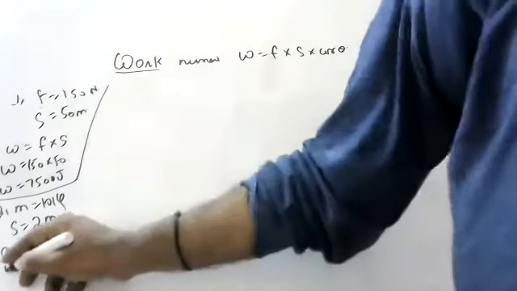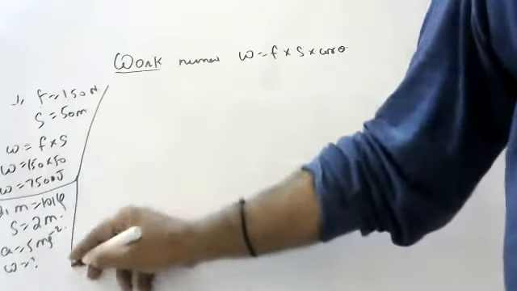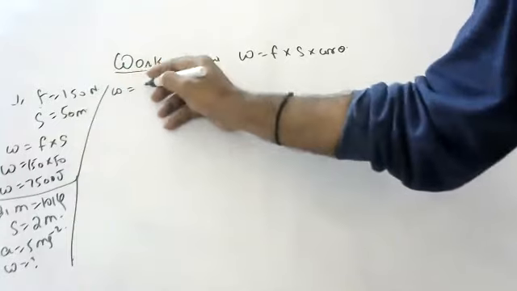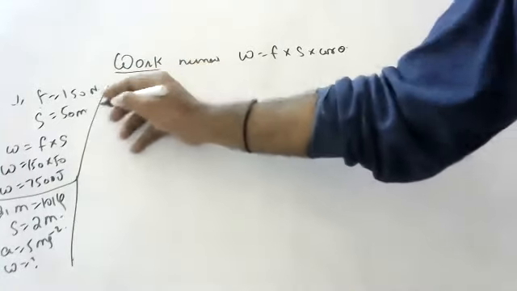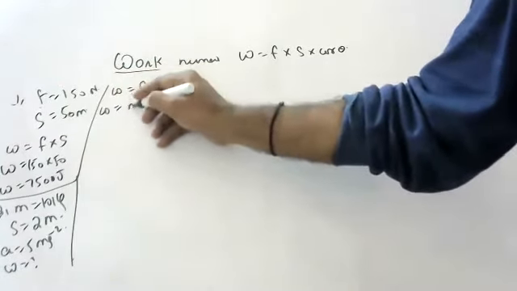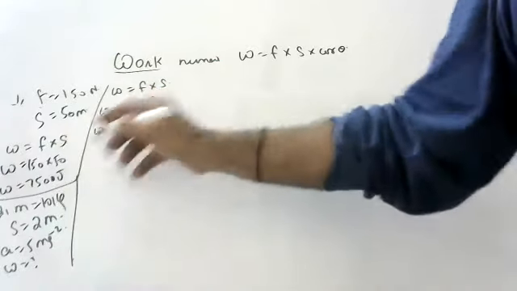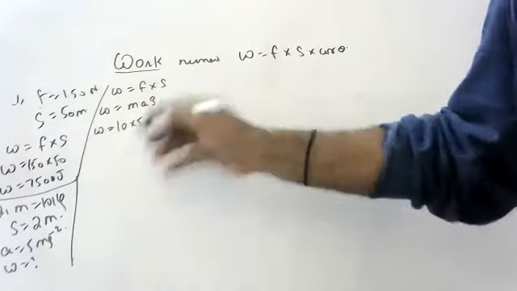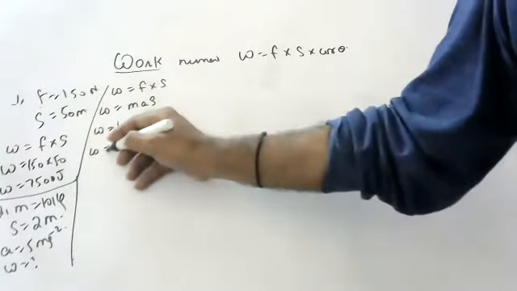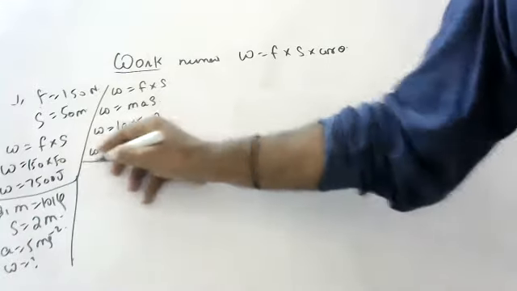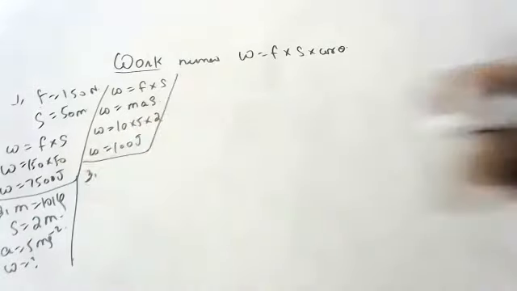Okay, Tanmay, tell how to do this. Work is equal to F into S. From Newton's second law, work is equal to m a s. M is how much? 10, and a is 5. So 10 into 5 into 2 is 100 joules. What are you telling now?